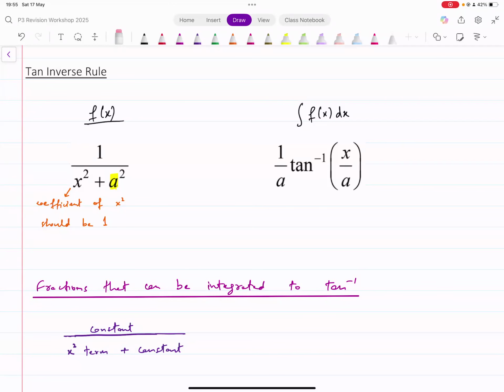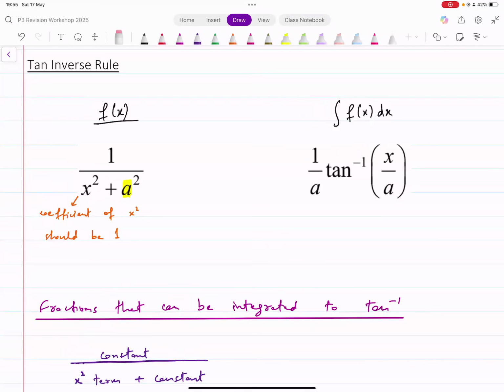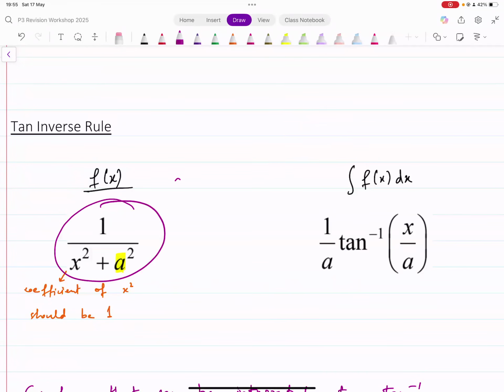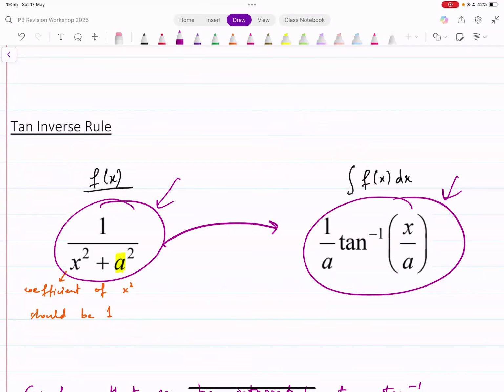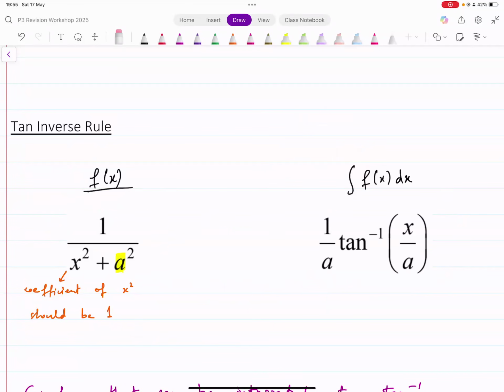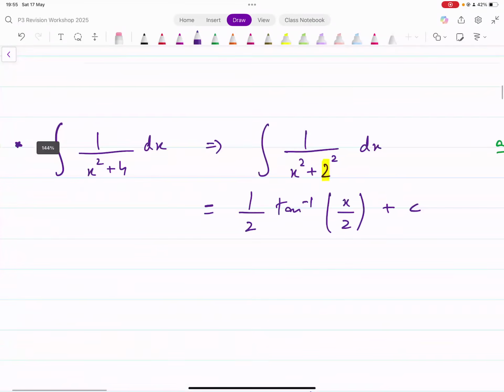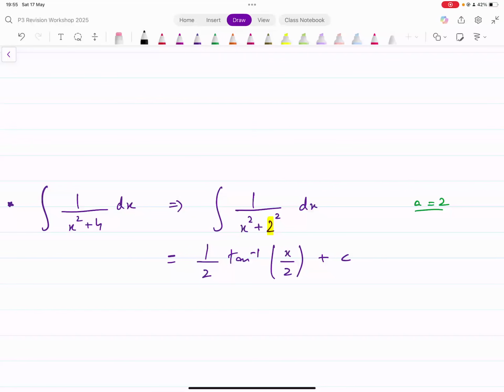Let's move on. Let's have a look at the next rule now. That's tan inverse rule. Now, what is tan inverse rule? This is how it's given in the formula sheet. 1 over x squared plus a squared. If you have an expression of this form, that is integrated to 1 over a into tan inverse of x over a. Right? That's the rule that we've got. For instance, if you have something like this, 1 over x squared plus 4, the rule is 1 over x squared plus a squared. That has to integrate to 1 over a into tan inverse of x over a.